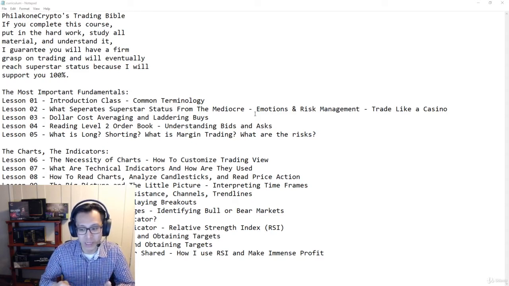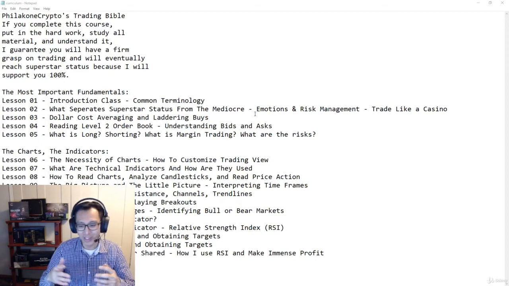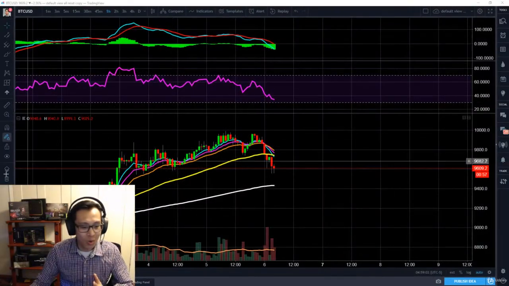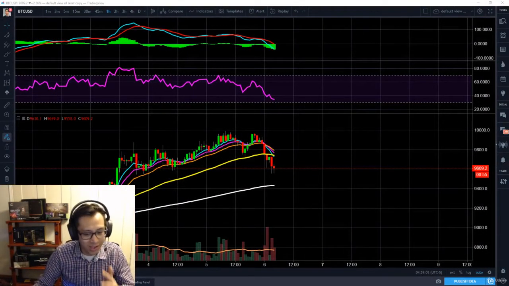Customizing TradingView is a very important and crucial step. So let's get into this, guys. Let's get into lesson 7, and we're going to talk about what technical indicators are and how they are used. Let's go over a lot of the different types of common technical indicators, okay?